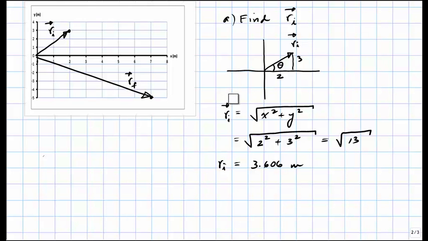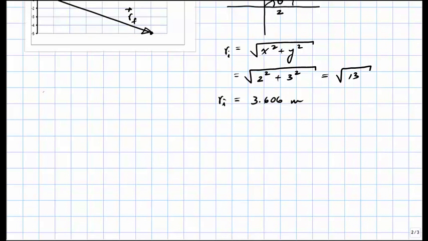And by the way, let's eliminate this arrow on top of r sub I because we're only looking for the magnitude. The arrow on top, of course, signifies the vector itself. R sub I without the arrow just signifies the magnitude. Let's now calculate the angle.